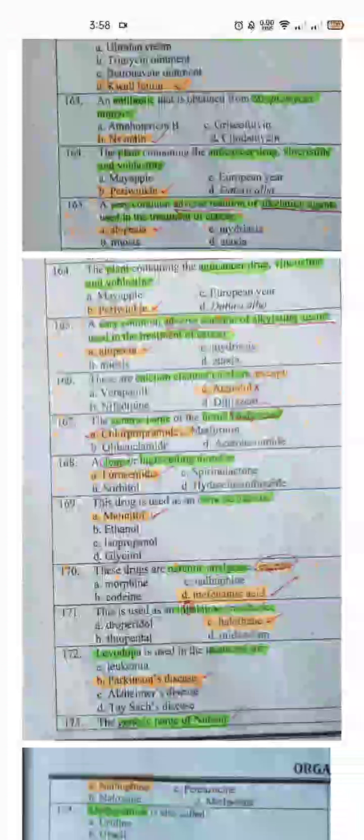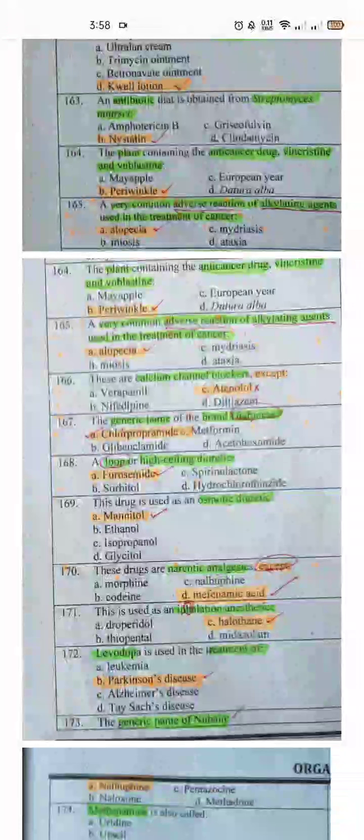170. These drugs are narcotic analgesics except your mefenamic acid. So, your morphine, your codeine, and your nalbuphine are narcotic analgesics.